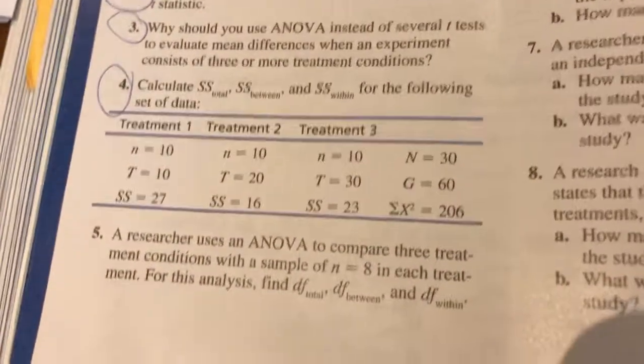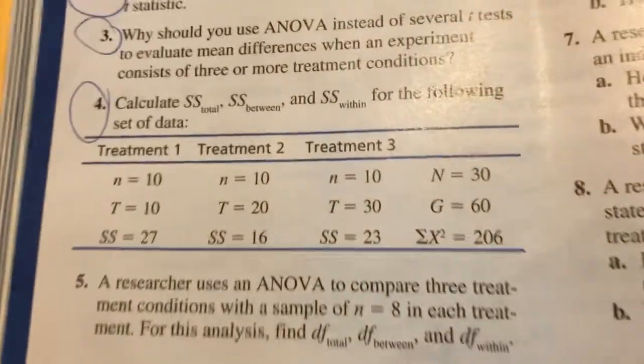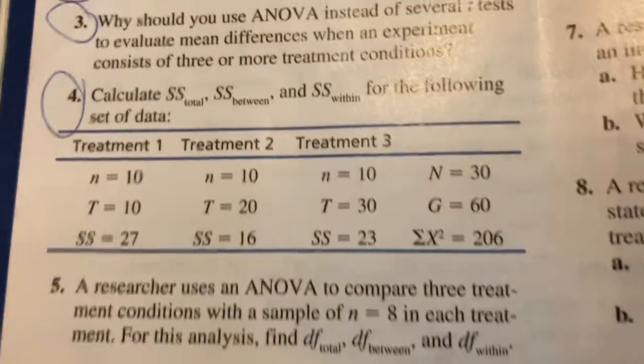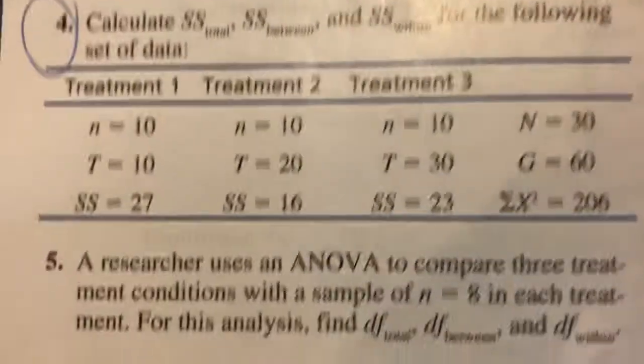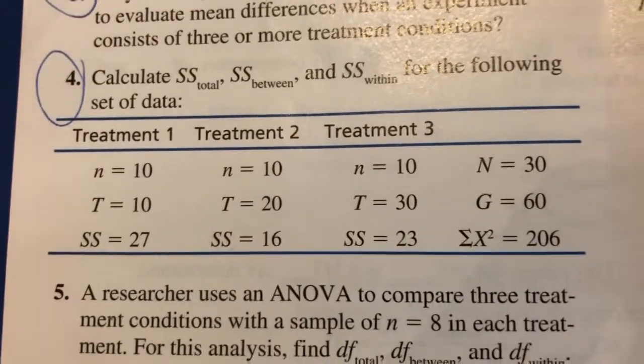You'll read all about that in the chapter, but really I'm just here to help you go through the math. Let's get this book. So they give you this data here, treatment 1, 2, and 3. They give you the n for each. That means the sample in each. So the samples were the same size, 10. That means our grand total sample was 30. That's the large N, equals 30.